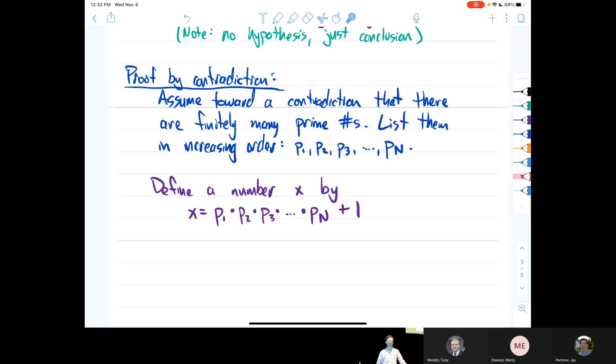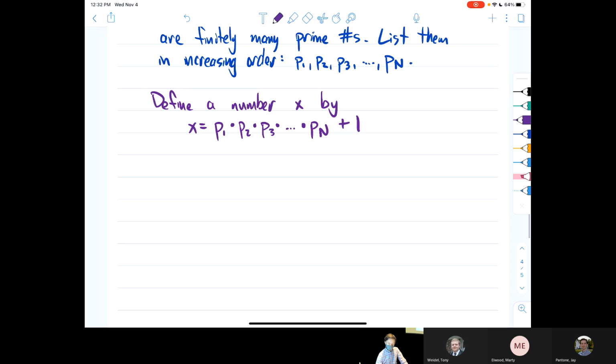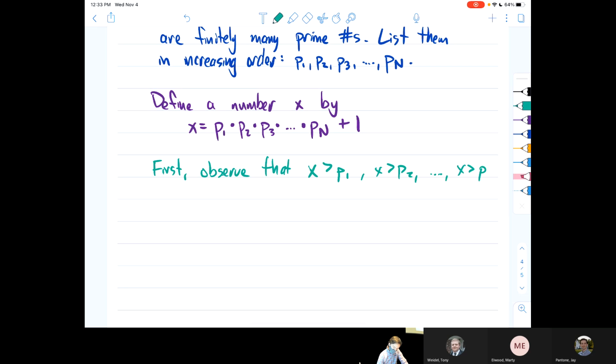Any questions so far? Okay. So first, observe that x is bigger than p1, x is bigger than p2, all the way up to x is bigger than p capital N. This number x that we defined must be bigger than all of our prime numbers because we multiplied them together and then added 1. So even if we only had one prime number, we still added 1, which made it bigger.